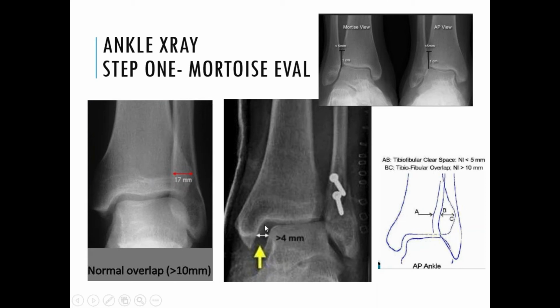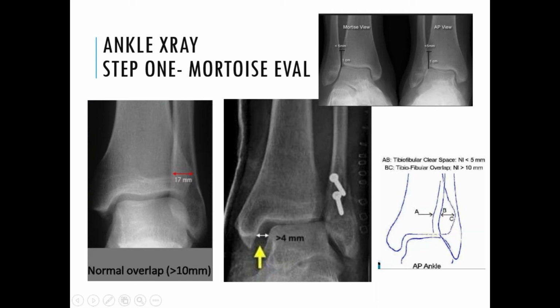And then additionally, you look at the mortise AP view, you go a centimeter up, and there's different parameters here, 5 versus 6 millimeters in the references, but if the tibiofibular medial space is widened greater than 5 or 6 millimeters, that's what you're looking at in order to determine if the mortise is intact. So all of this is pointing towards deltoid stability, and if the ligaments are intact. That'll point you towards whether or not the joint is stable or unstable.